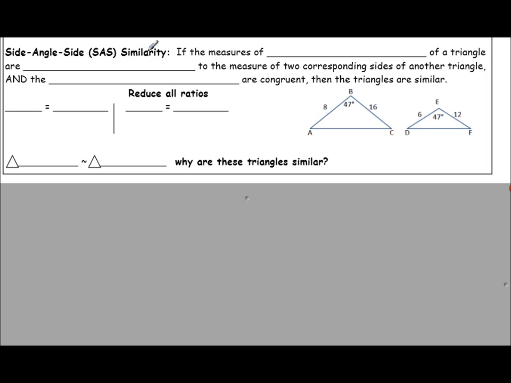Finally, we have the side angle side similarity. Remember, in similar triangles, the corresponding angles must be congruent. The sides are going to be proportionate. So if you have the measures of two corresponding sides of a triangle that are proportionate to the measures of two corresponding sides of another triangle, and the included angles are congruent, then the triangles are similar.